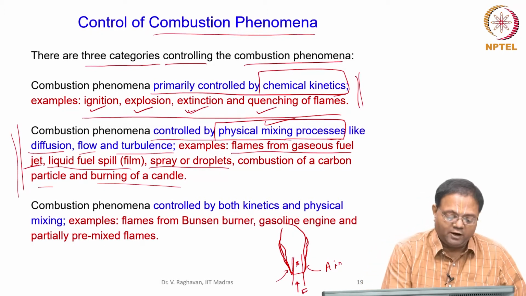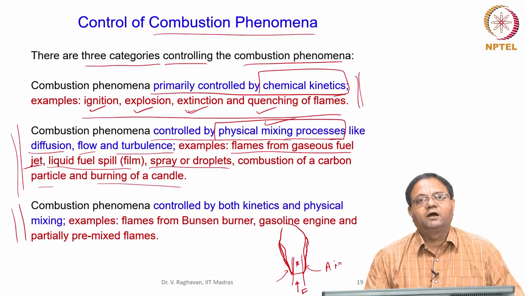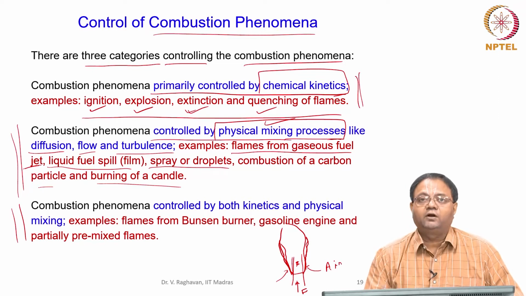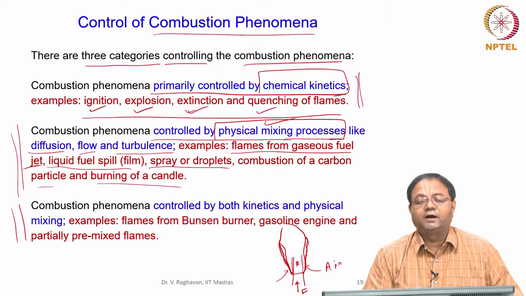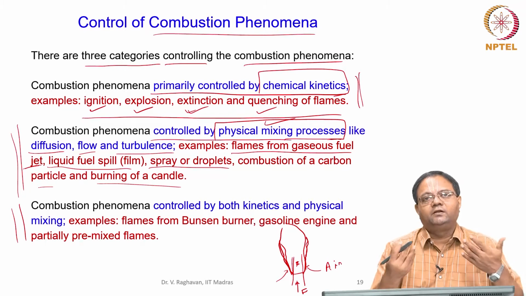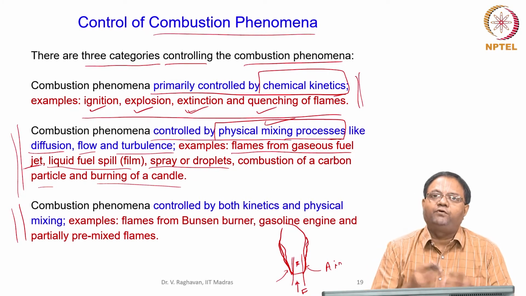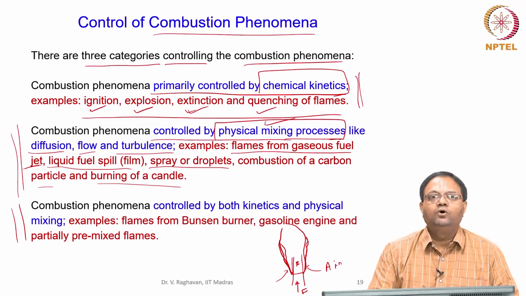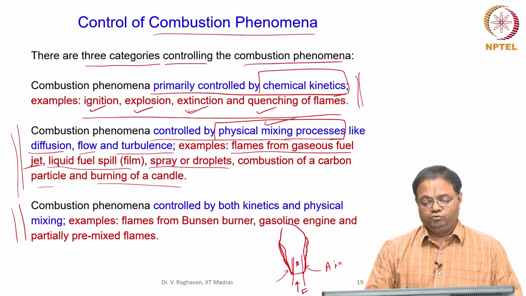Now, the third category, obviously, is the combination of these two. In some cases, we cannot neglect kinetics, or we cannot neglect the physical mixing process. In the first case, when only chemical kinetics is going to control, I do not really need to worry about the mixing, because the reactants are already mixed. Mixing has already taken place. Or maybe the mixing is very fast, so that the mixing time is not going to control. The chemical kinetics, the rate at which the reactants burn, is going to control. So, that is the first category.